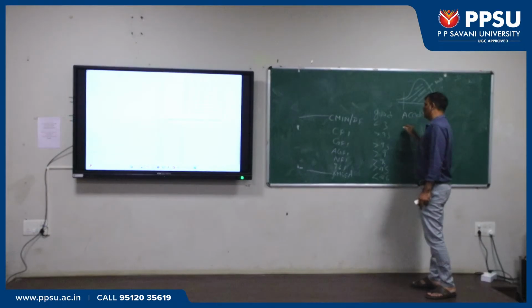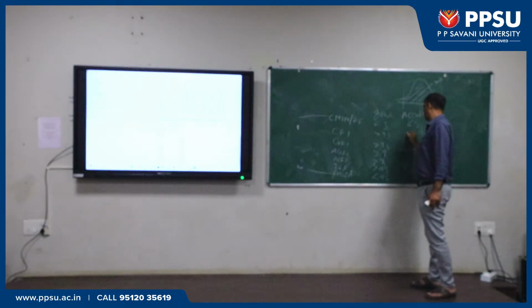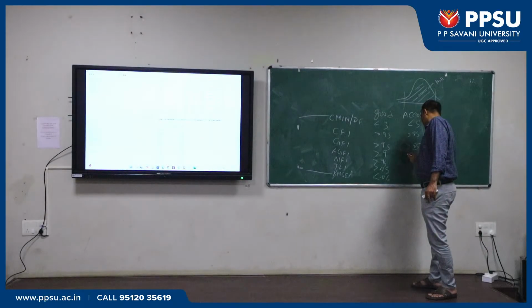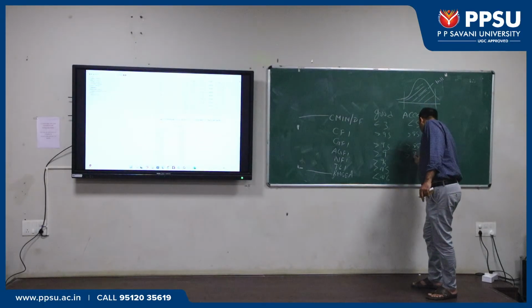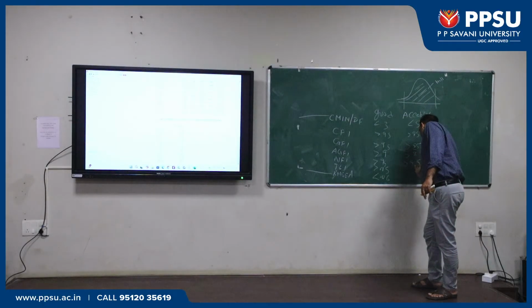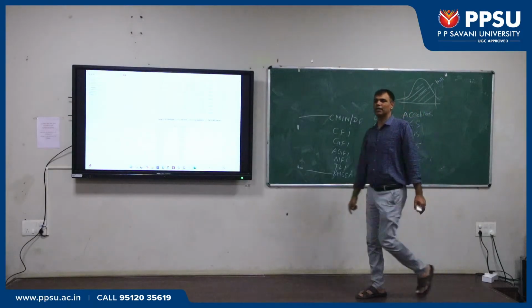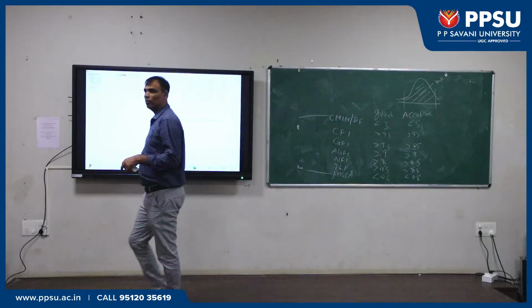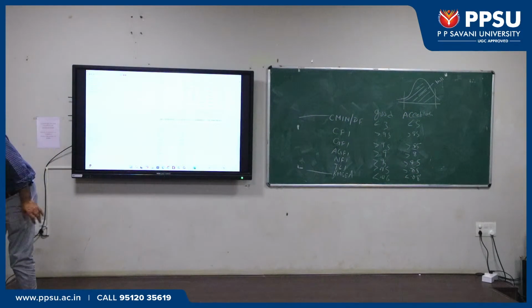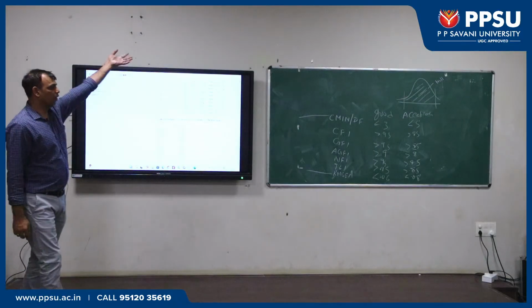Acceptable values: CMIN/DF should be less than 5, CFI greater than 0.85, GFI greater than 0.85, AGFI greater than 0.8, NFI and TLI greater than 0.85, and RMSEA less than 0.08. So your model will be fit if you are getting these values. So you have to check the model fit indices; you are at least acceptable.